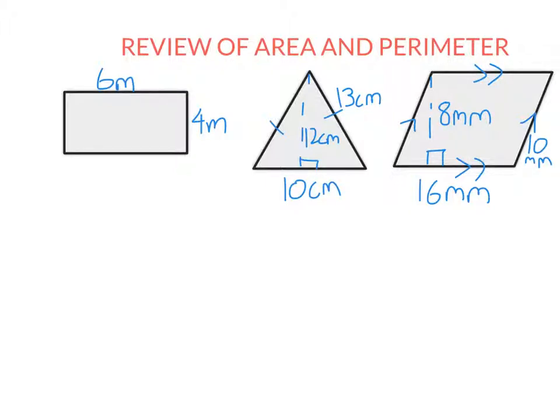There's three shapes on your screen that you should already know: rectangle, triangle, and parallelogram, and we're going to find the area and perimeter of each. So let's start with perimeter.